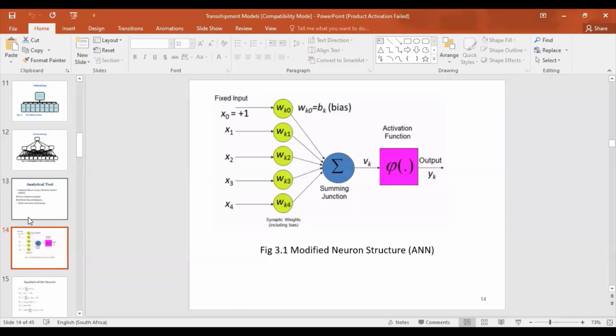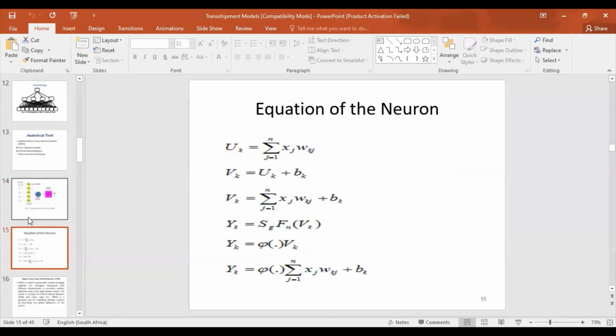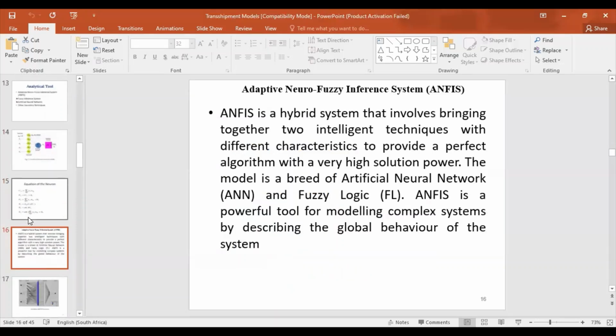So here we're going to demonstrate that using the current MATLAB, where we're going to test the data obtained and try to solve the problem using the adaptive neural inference system. The equation of the neuron is presented here, and in the next slide we go straight to the use of the adaptive neural inference system. The hybrid algorithm that has been used to solve problems in diverse fields is far superior to the neural network and fuzzy logic control systems.